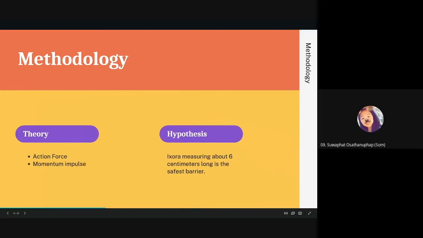In this report, the theory we use is the action force and momentum impulse. So our hypothesis is that Ixora measuring about 6 centimeters long is the safest barrier compared to Yucca, Cape Jasmine, and the plastic barrier.